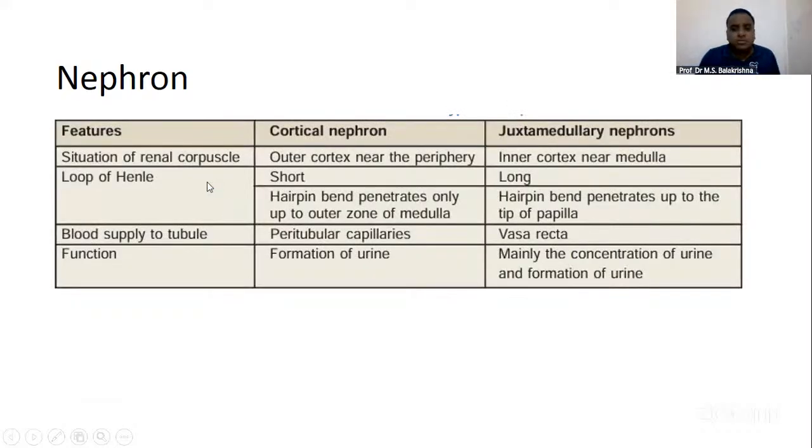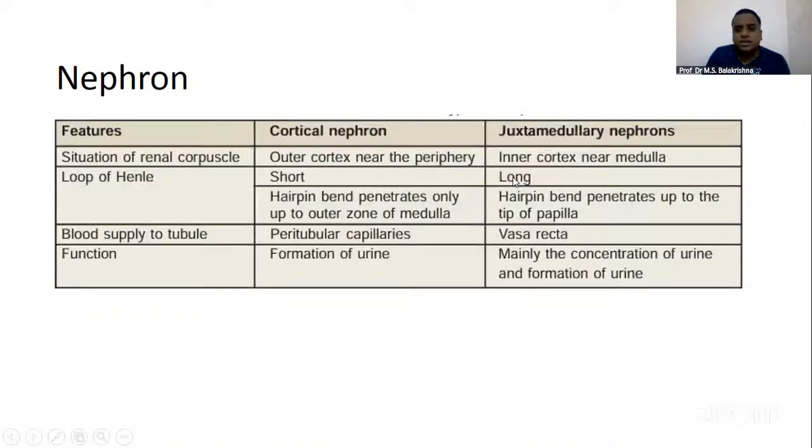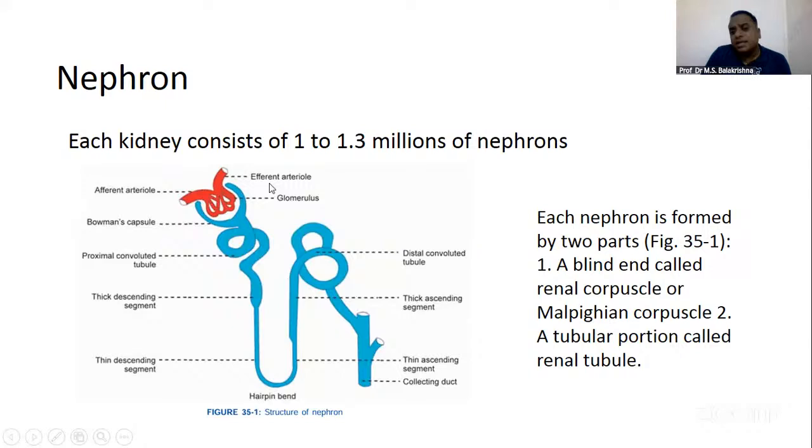Now, the nephron, what is that? The functional unit of the kidney is called the nephron. So this nephron, where is it located in the kidney? If it is in the outer cortex, it is called a cortical nephron. And if it is present near the juxtamedullary region, it is a juxtamedullary nephron. These are the parts of the nephron which I already told you. The nephron has a renal, Malpighian corpuscle, and a tubular part. As you see in the diagram, this is the Malpighian corpuscle, and all the remaining part, this blue colored one, is the tubular part.